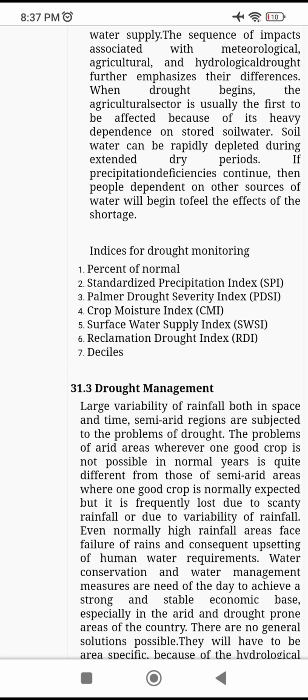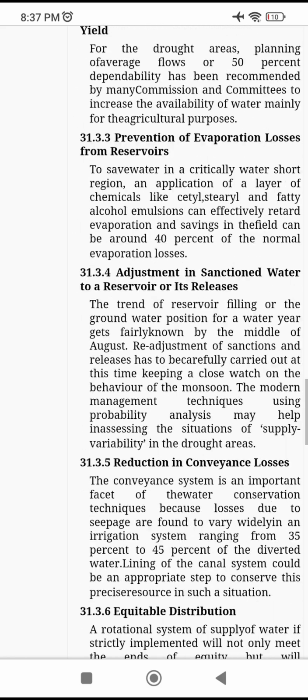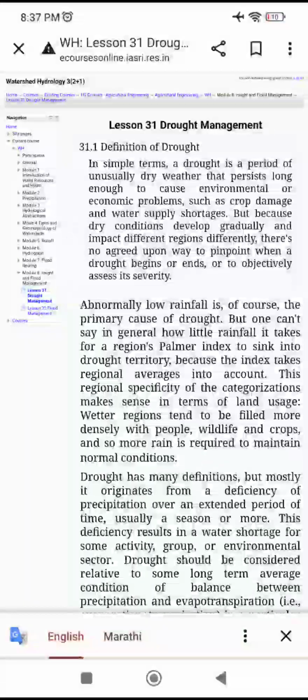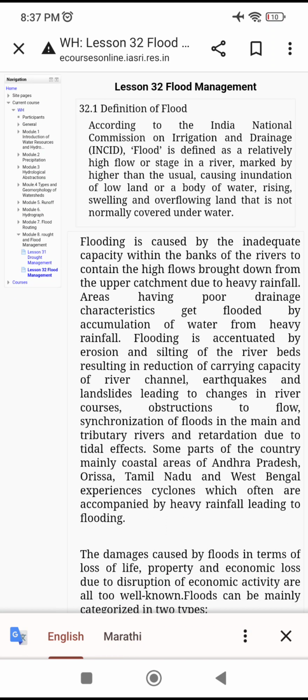So these are some indices for drought monitoring. Remember these indices. Then drought management, how you can do drought management. So in this case only this topic is important, definition of each type of drought. And another one is what is the full form of INCID, Indian National Commission on Irrigation and Drainage, you should remember.